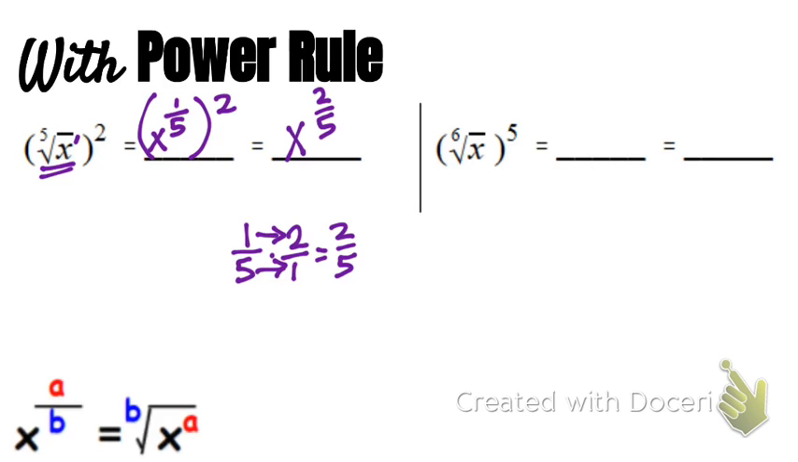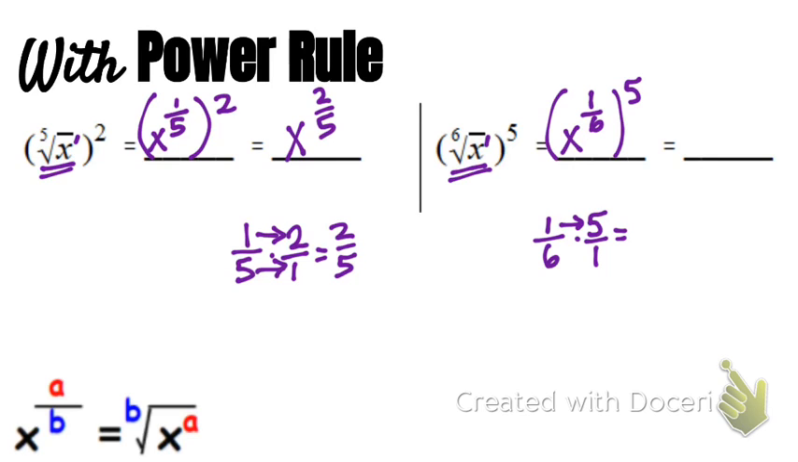Or this one here. First, let's rewrite this in exponential form. So this is just 1x. So this would be x to the 1/6. And all of that is to the 5th power. Now we can use that power rule. We're going to multiply the exponents. And we just multiply straight across. So that's 5/6. So this would be x to the 5/6 power.